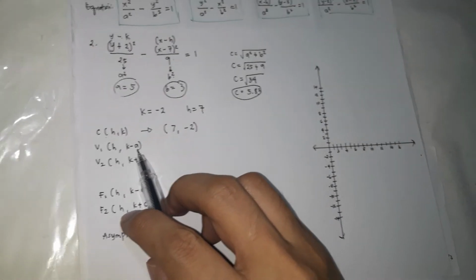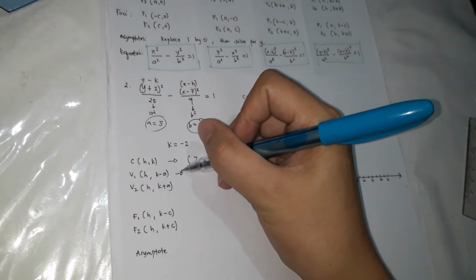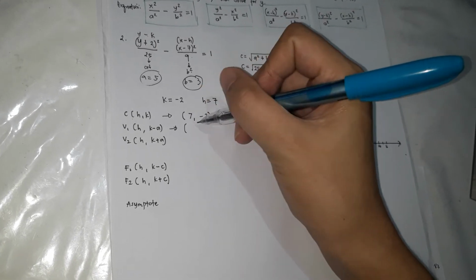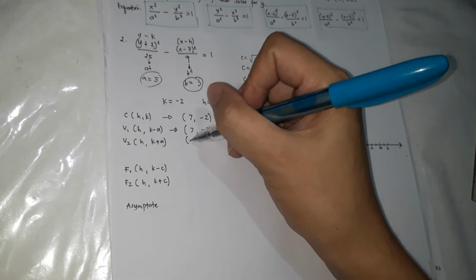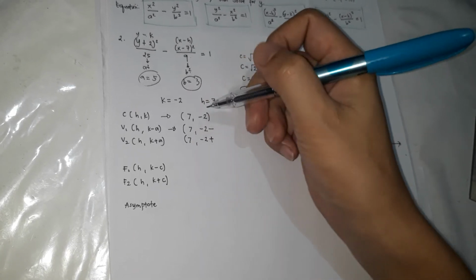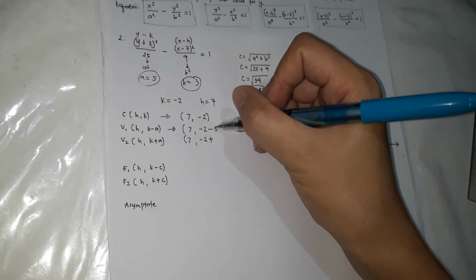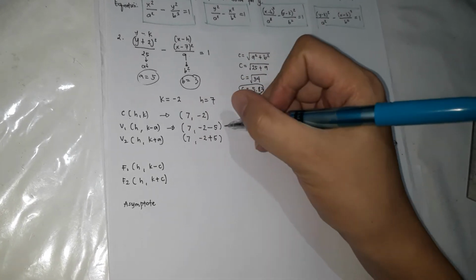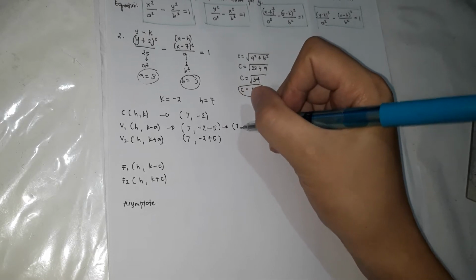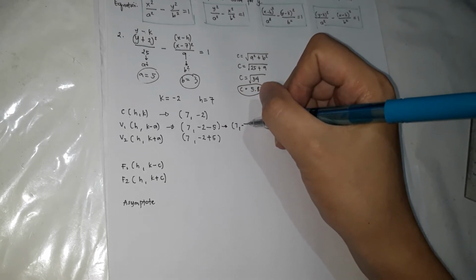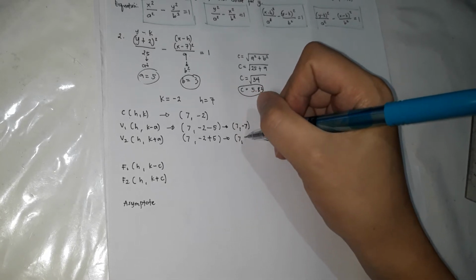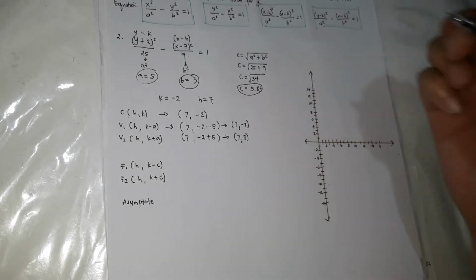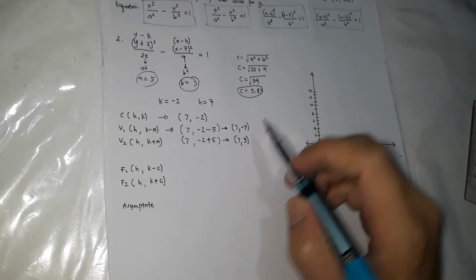Next, the vertex one is h, k, minus a. So the vertex is, copy lang ito, 7, negative 2, because this is h and k, minus, 7, negative 2, here, plus mo si a, which is 5. So this will become 7, negative 7. And this one is 7, positive 3. Because negative 2 plus 5 is positive 3.